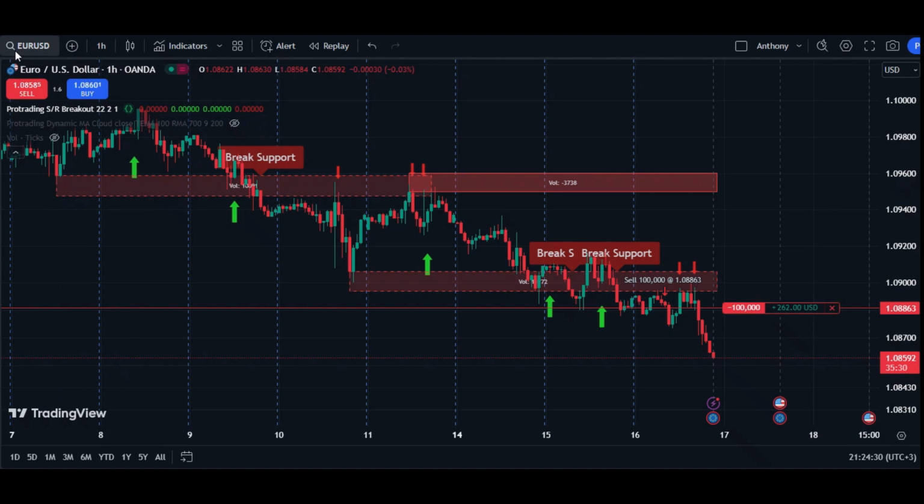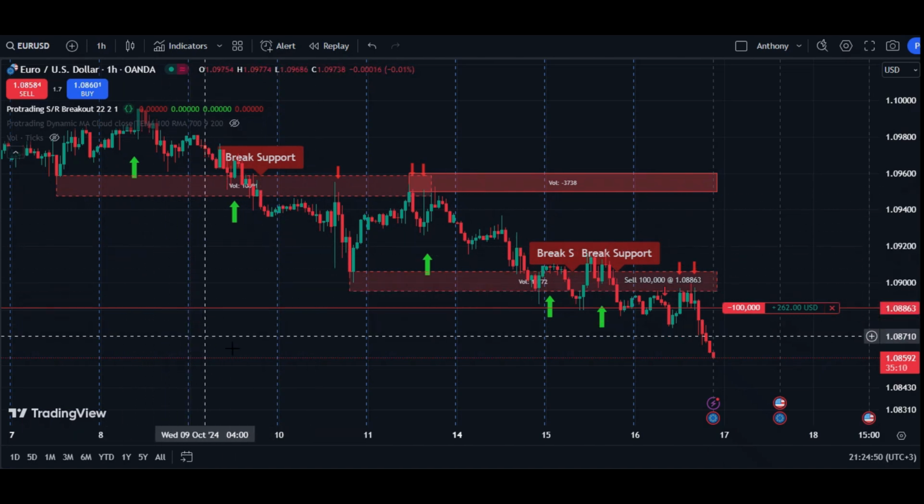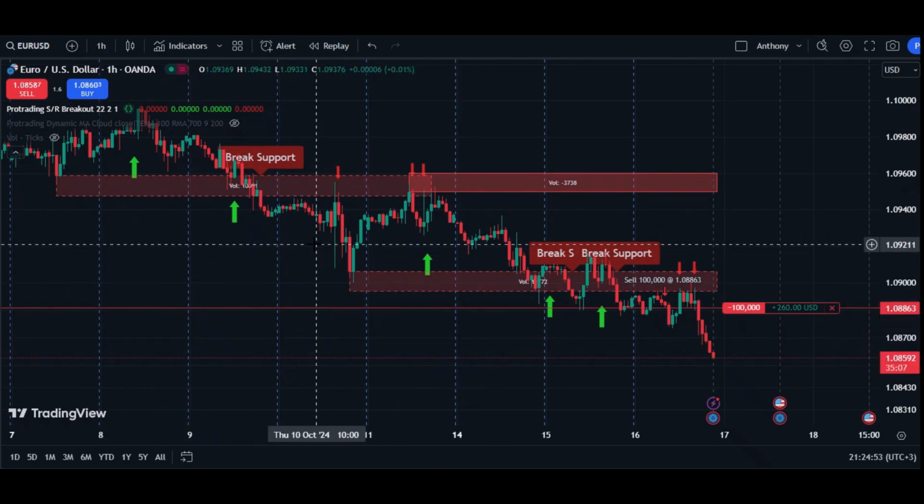So you can see this is Euro USD, and we are trading this on the 1 hour time frame. The indicator which we are using is our Pro Trading support and resistance breakout. So this also you can find in that video. I'm going to also share the indicator again in the description box below.